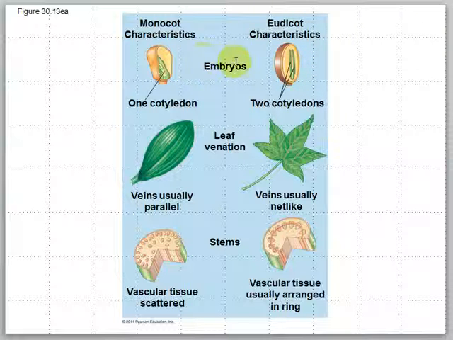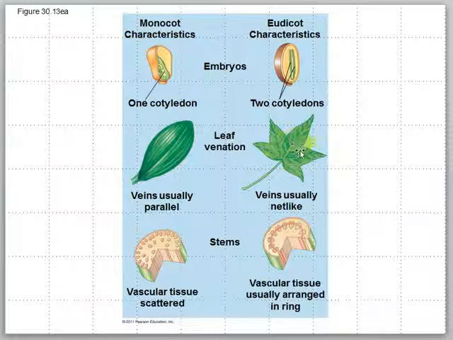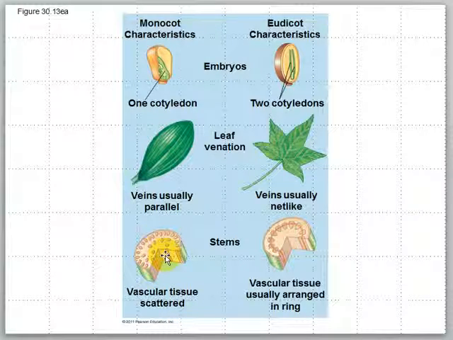On the leaves, the veins are usually parallel. For example, if you look at a piece of grass, which is a monocot, the leaf veins tend to run parallel. On a eudicot, they tend to run in a net-like fashion. Think of an oak tree or a maple tree. In the stem of a monocot, the vascular tissue tends to be scattered throughout the stem, and in the eudicot, the vascular tissue tends to be arranged in a ring, like you see here.